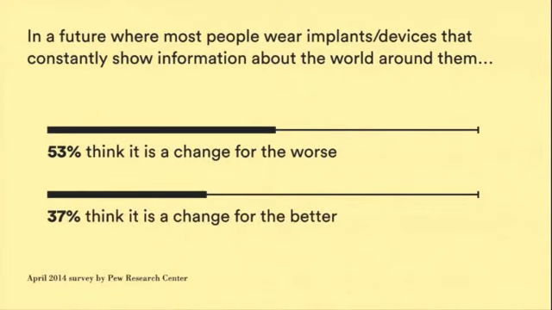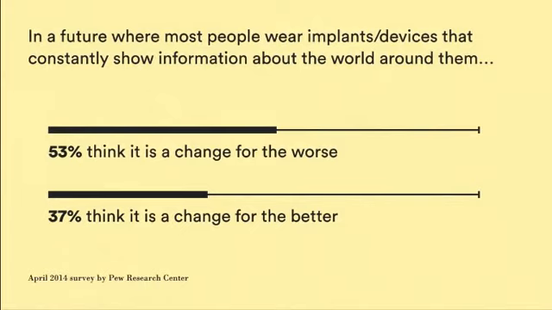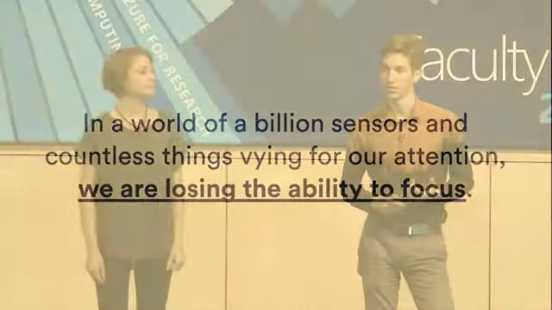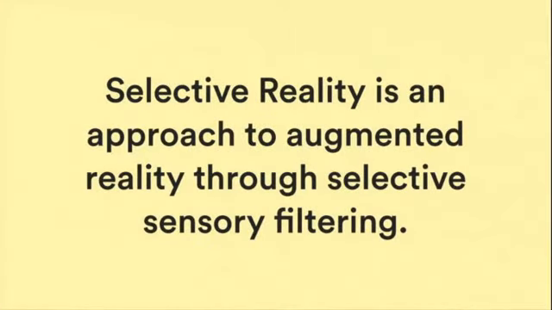So this is something we want to address, and since we're already bombarded with so much information, we really tried to look into how we can make sense of all this data. So this is the problem in the world of a billion sensors, and there are so many things already fighting for attention that we're really losing the ability to focus on the things that matter to us. Therefore, we came up with selective reality as an approach to augmented reality through selective sensory filtering.